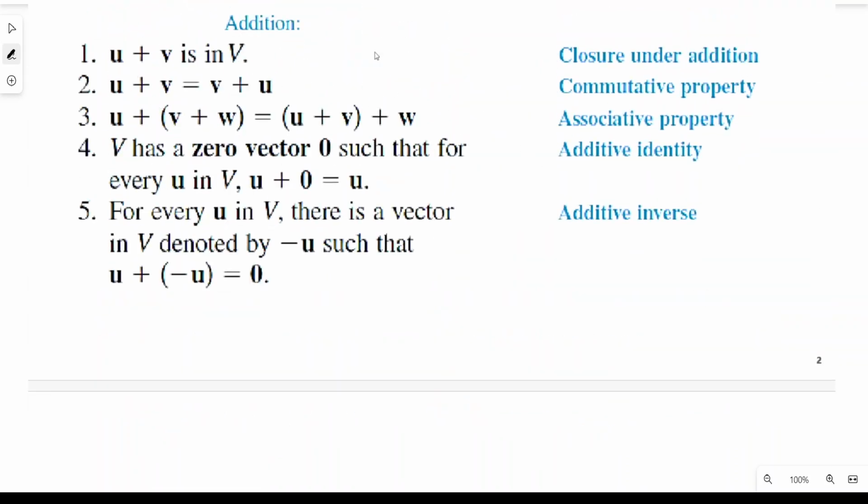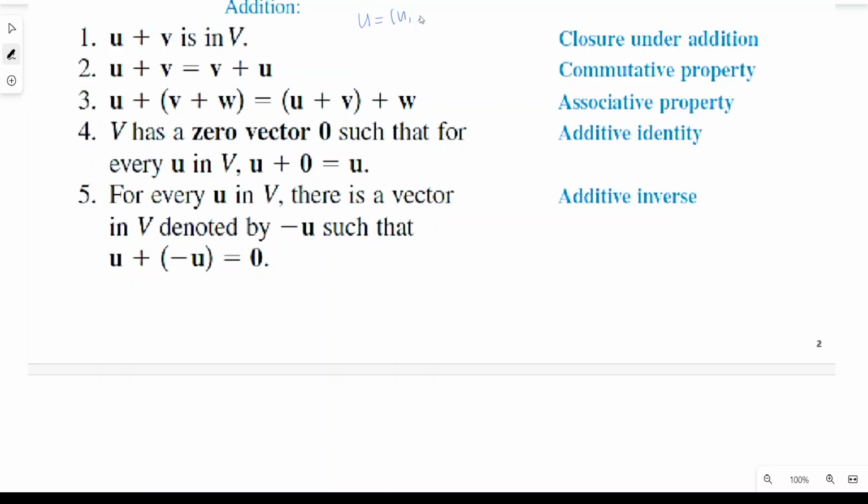Let us say U is equal to U1, U2, and V is equal to V1, V2, and these should be elements of R2 because there are two components in our elements U and V. If we find the sum U plus V, it is equal to U1 plus V1, U2 plus V2. Since U1 and V1 are elements of R, the sum U1 plus V1, same with U2 plus V2, should also be an element of R, so that U1 plus V1 and U2 plus V2 is an element of R2.